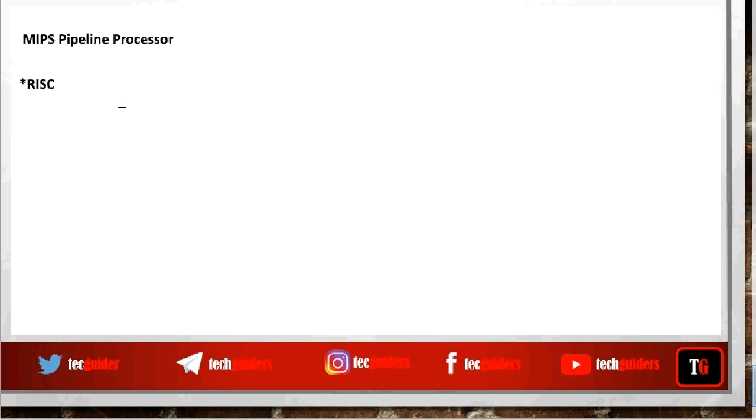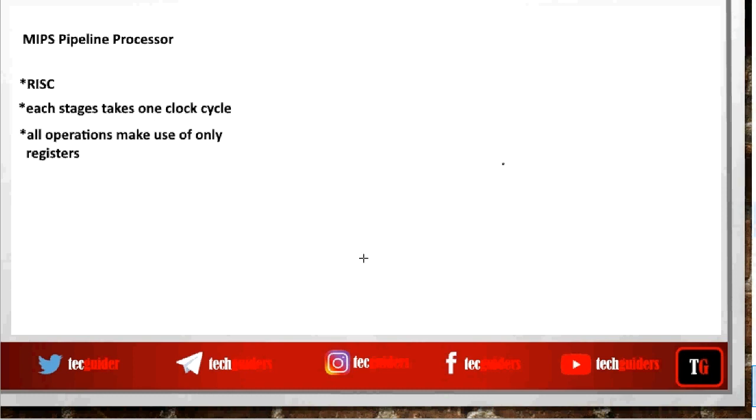A MIPS pipeline processor makes use of a reduced instruction set, hence all the instructions have simple addressing modes, where each stage or phase takes one clock cycle and all the operations make use of only the registers. The operations access the operands from the registers and keep the result in the register. In order to interact with the memory, two separate instructions called load and store are used. Only the load and store instructions interact with the memory, and all other operations interact only with the registers.